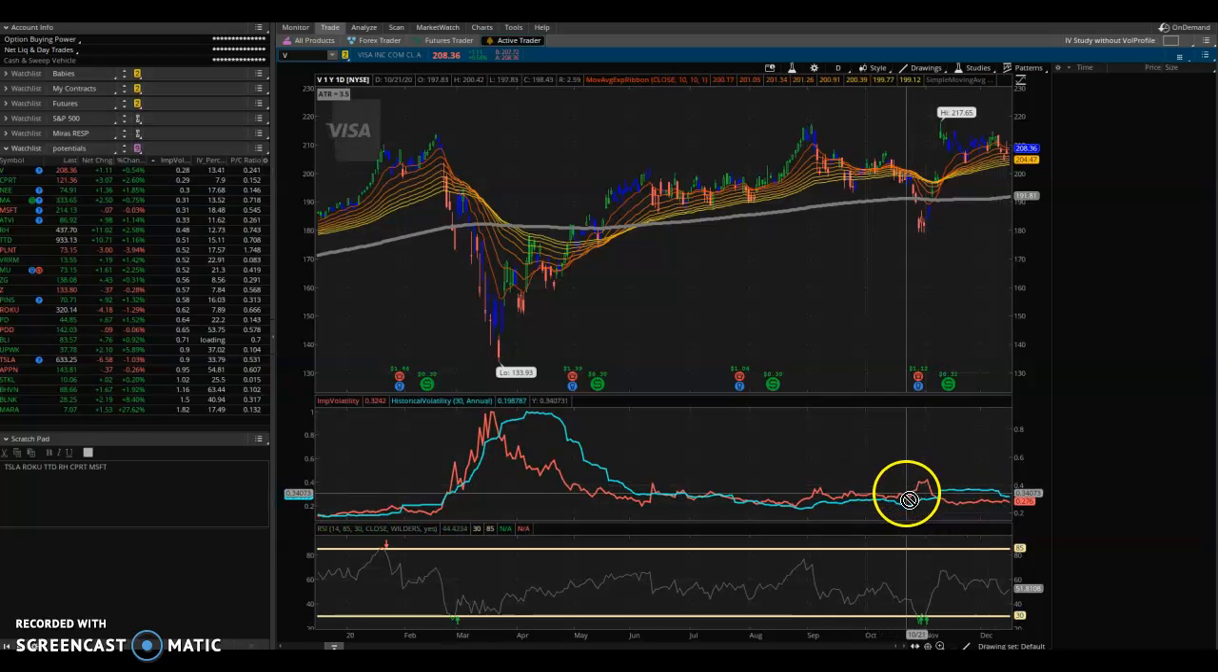You'll see that obviously IV tends to spike right before earnings announcements. There is one right there. This one, it was spiking. This was just because of the market.